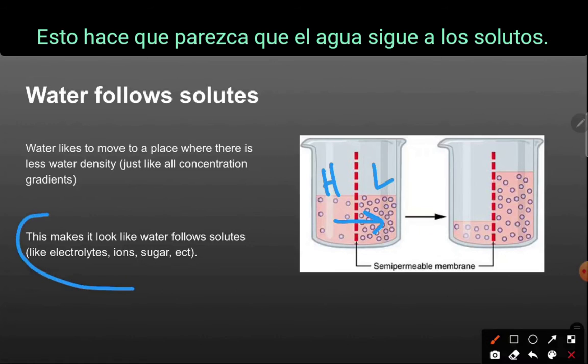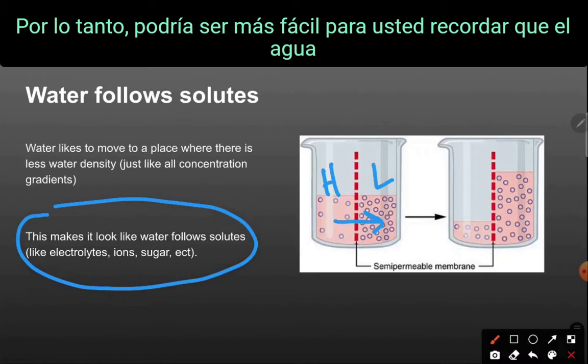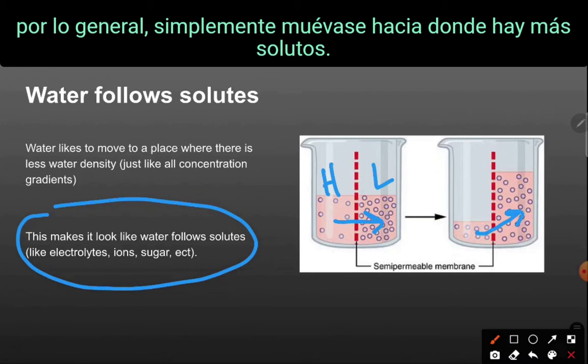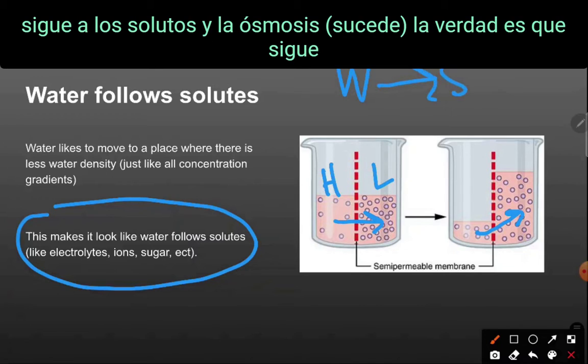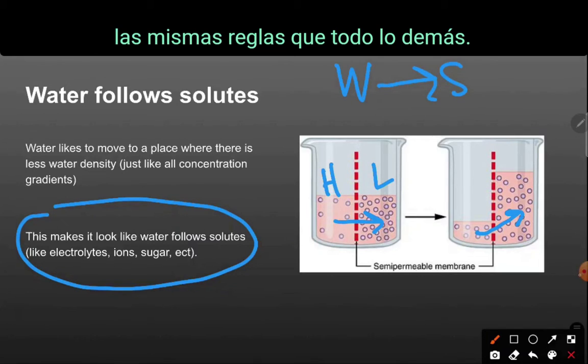This makes it look like water follows solutes. So it might be easier for you to remember that water will typically just move to where there are more solutes. And so that's what people like to remember. Water follows solutes in osmosis. The truth is, it is following the same rules as everything else.